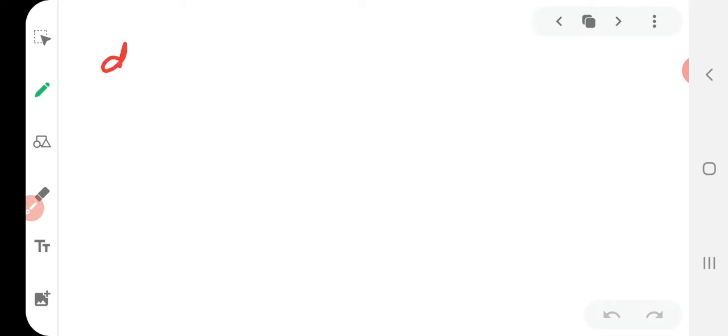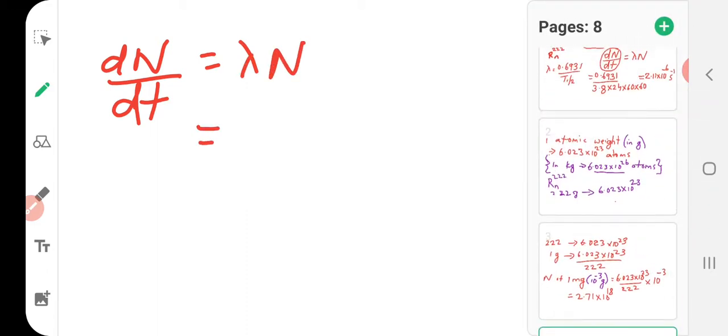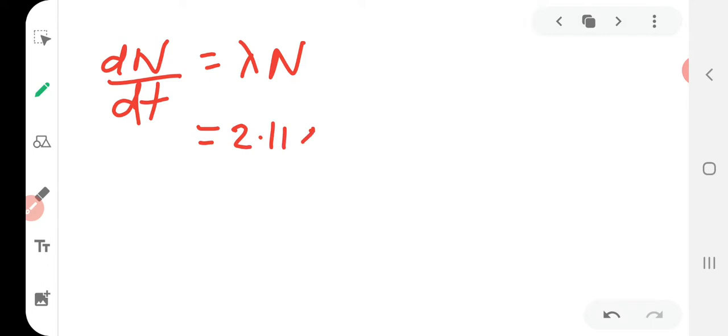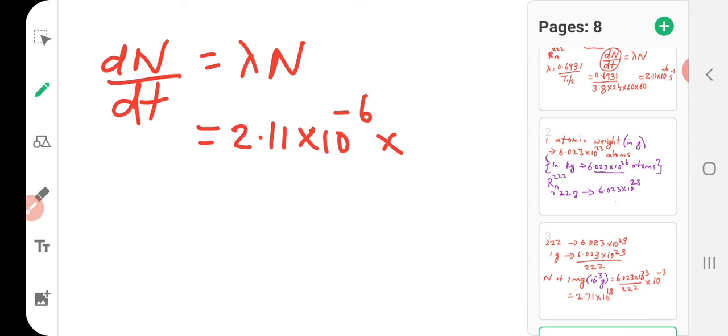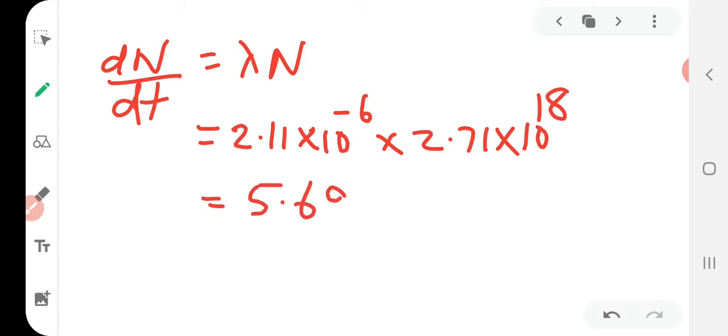Now the activity will be dN by dt equal to lambda N. Lambda we got as 2.11 into 10 raised to minus 6, and N we got as 2.71 into 10 raised to 18. So multiplying, we get 5.69 into 10 raised to 12 disintegrations per second.